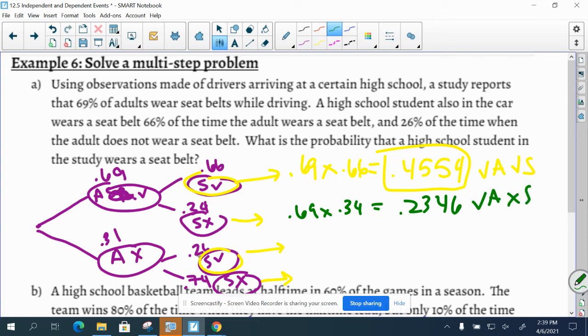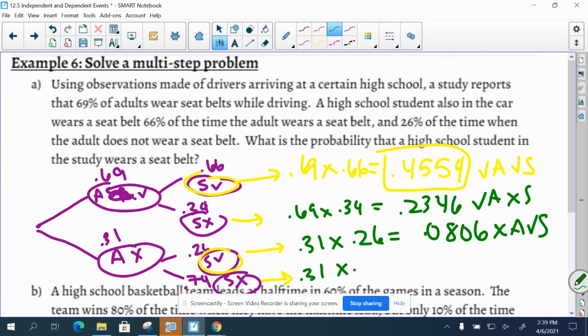And then no adult, yes student would be 0.31 times 0.26, and that gives us 0.0806. So it's a really small chance that if the adult's not wearing the seatbelt, then the student probably is not either. So no adult, but yes student. So small chance that the student is going to be wearing it. And then no adult, no student is 0.31 times 0.74, which gives us 0.2294. So this is no adult, no student.